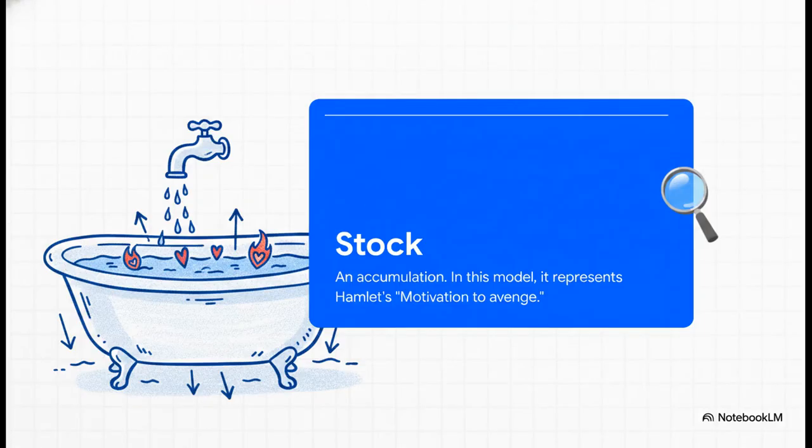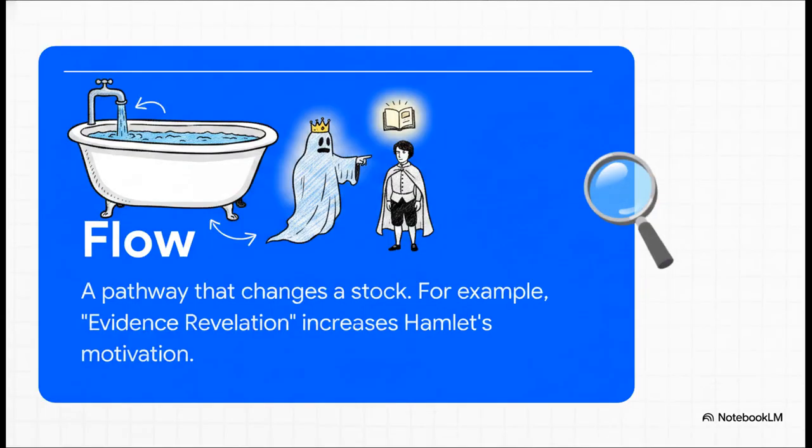Okay, the first key piece of the puzzle is a stock. The easiest way to think about a stock is like a bathtub. It's just a container that holds something. In our model here, that bathtub is holding Hamlet's motivation to avenge, and that level can rise and fall all throughout the play.